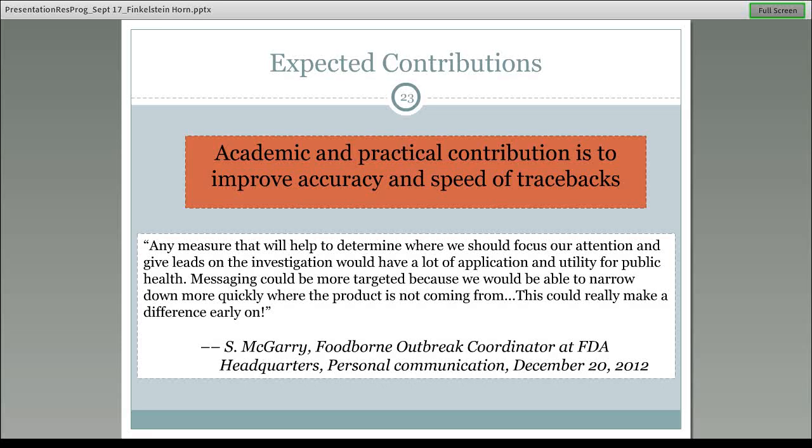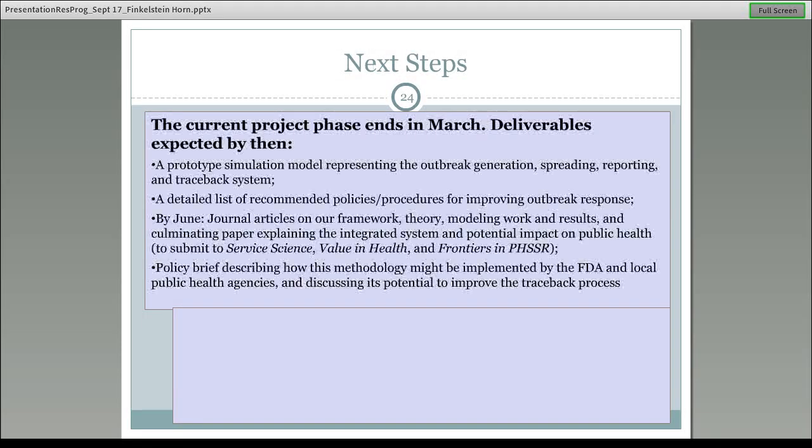So just before we end, a few words on next steps. This current project phase ends in March, and deliverables that we'll expect by then include a prototype of the simulation model that we're talking about, a detailed list of recommended policies and procedures for improving outbreak response. And then by June, journal articles on our framework, on our theory and modeling work and results, and a paper explaining the whole system as it works together and the potential impact on public health, and a policy brief that describes in more detail how this methodology might be implemented by FDA or local public health agencies.